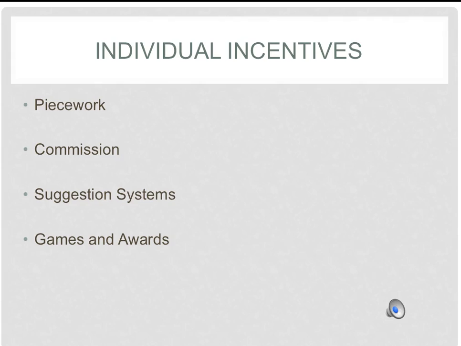Commissions are like sales reps or real estate agents. They get a commission for a sale, which is a percentage of the sale, whatever that might be.